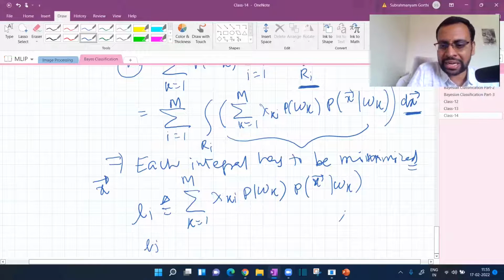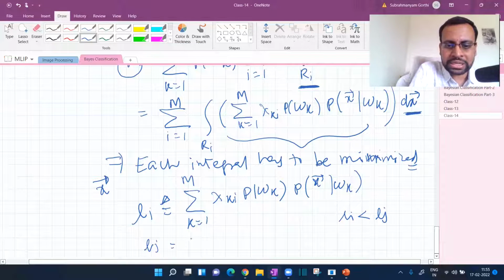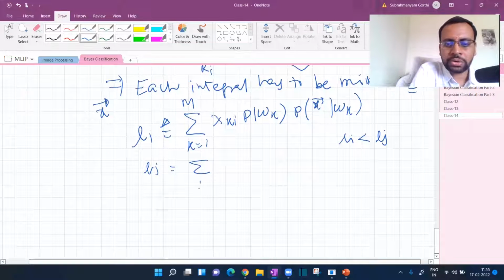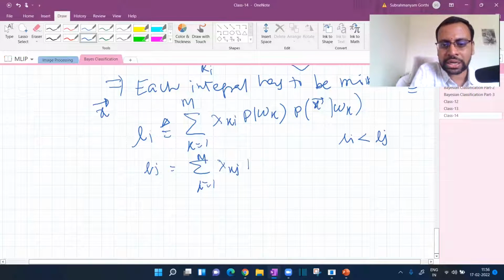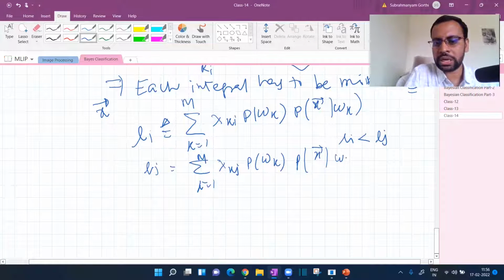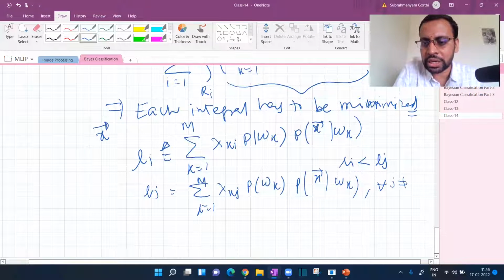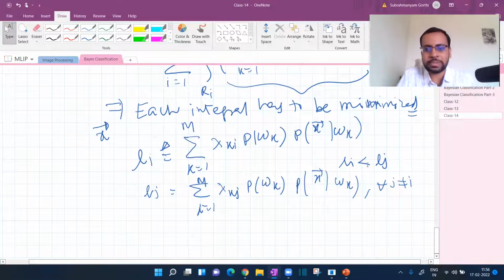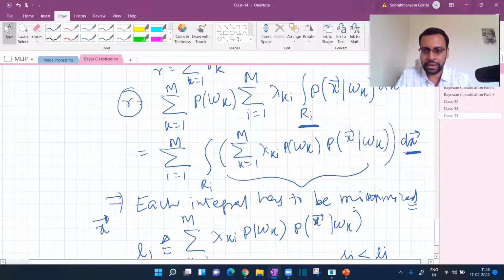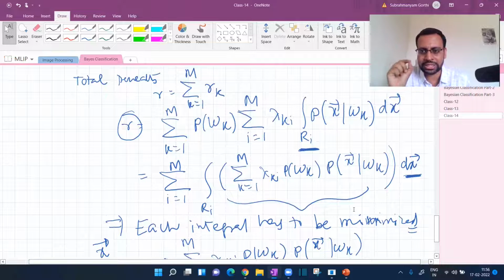And Li should be less than Lj, where Lj is nothing but k equal to, let me just finish the mathematical write up here, then I would explain that. Lambda kj into probability of omega k into probability of x bar given omega k, for all j that is not equal to i. So this is a very similar expression to what I have been writing earlier in the previous class. What it is telling you is, just pay your attention here. This is a slightly tricky part.